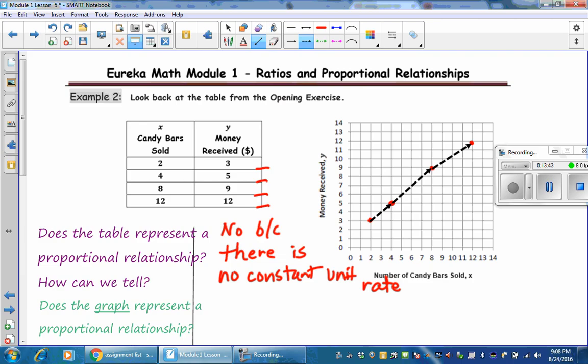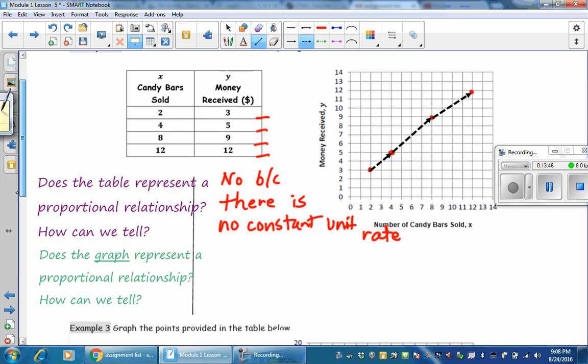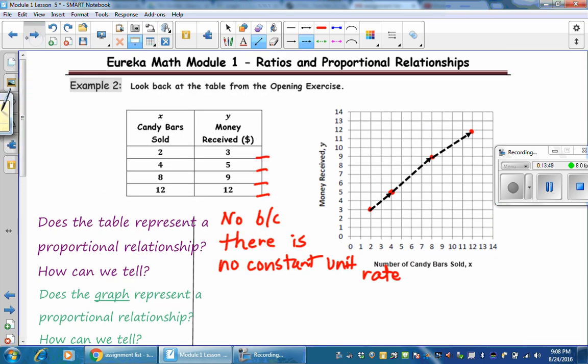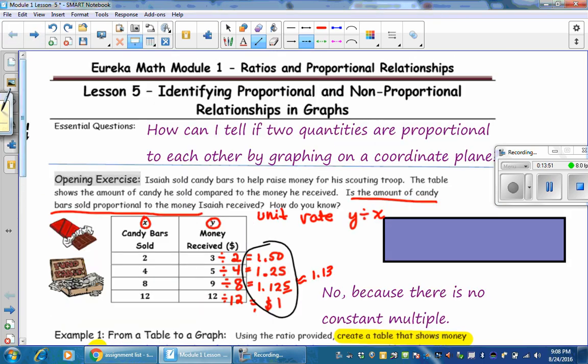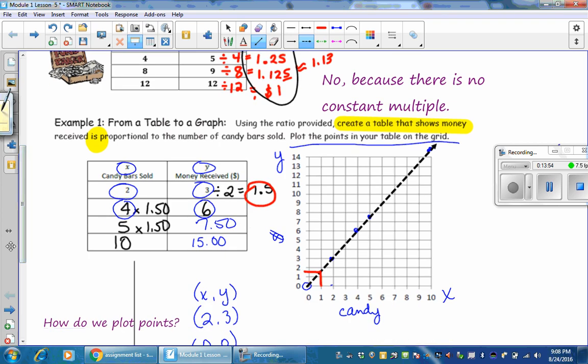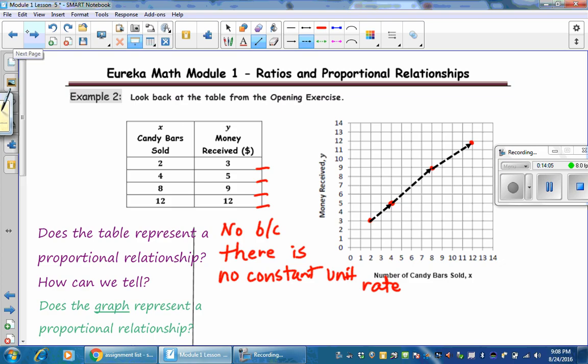So does this graph represent a proportional relationship? Well, remember on the previous example, the proportional relationship shows on the graph that it is a straight line and it goes to the origin. Both of those things have to be true in order for it to be a proportional relationship. So does this graph represent a proportional relationship? The answer is no. How do you know? Because it is not a straight line.